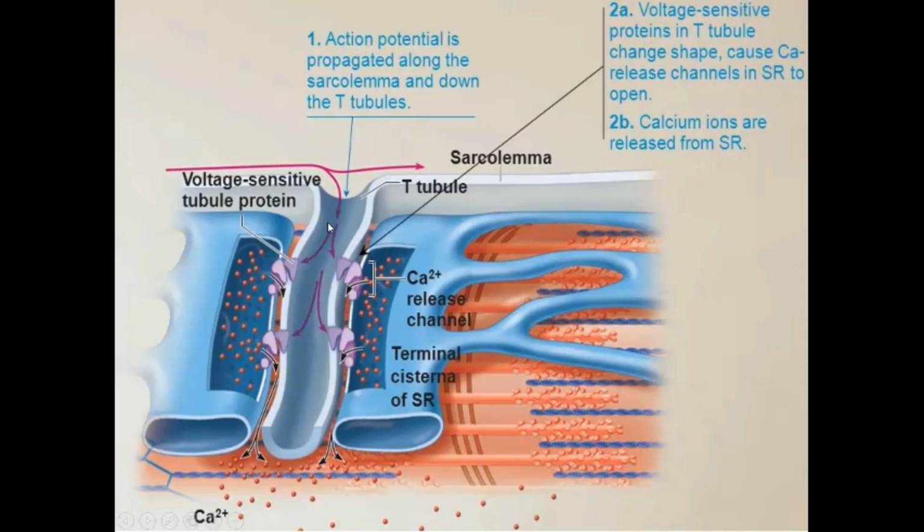Again here, the transverse tubule: the depolarization of the action potential through the cell membrane, the sarcolemma, reaches the transverse tubules, and you can see the voltage-gated calcium channels open, with influx of calcium and release of calcium from the sarcoplasmic reticulum into the cytoplasm, creating muscle contraction.